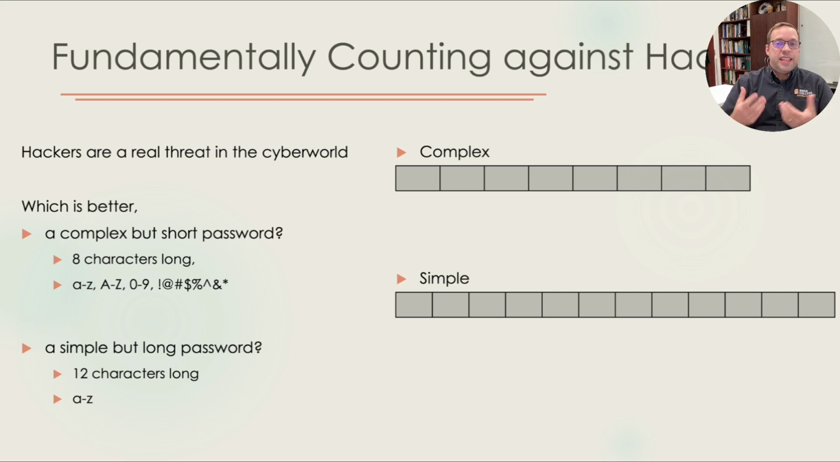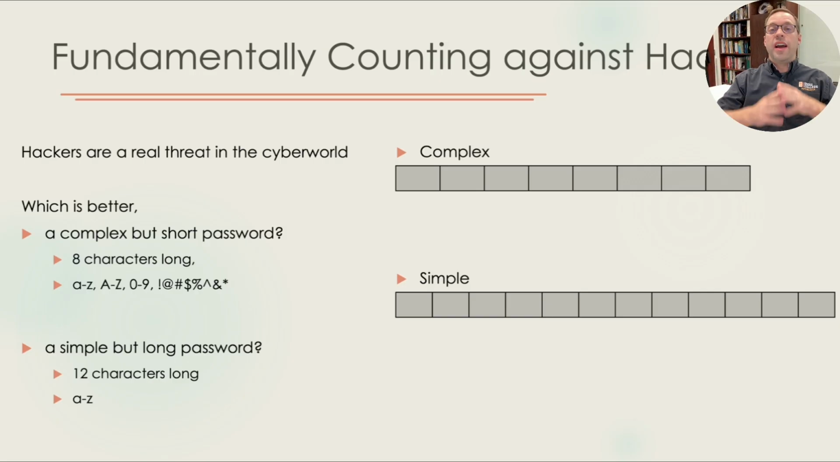All right, let's put up a couple of tables here. We're going to pretend these different boxes indicate the different characters in our password. For a complex password, it's only 8 characters long, so we have 8 boxes. A simple password is 12 characters long, so we have 12 boxes. All right, so let's start off with the complex password.